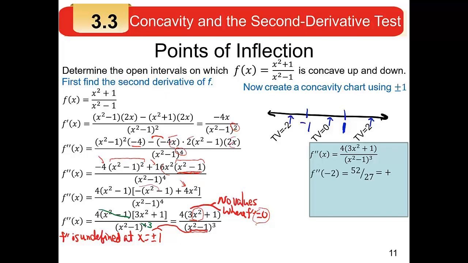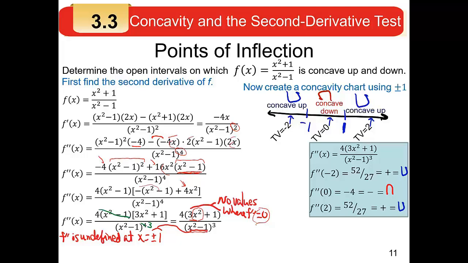You get a positive value when you plug a negative 2 into the second derivative. That means it's concave up. Plug 0 in and you end up with a negative 4, which is a negative value. It means it's concave down between minus 1 and 1. And then finally, when you plug 2 in, you get a positive value, which again, concavity is up.